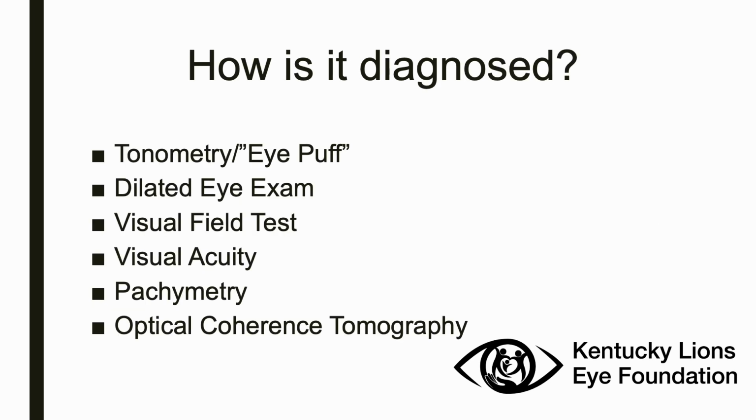Eye care professionals can diagnose glaucoma in the following ways: using tonometry, which is also the glorified eye puff test, which measures the fluid pressure in the eye, using a dilated eye exam, a visual field test, visual acuity, pachymetry, which determines the corneal thickness within the eye, and lastly, optical coherence tomography, which is the imaging procedure to view the optic nerve to detect damage.